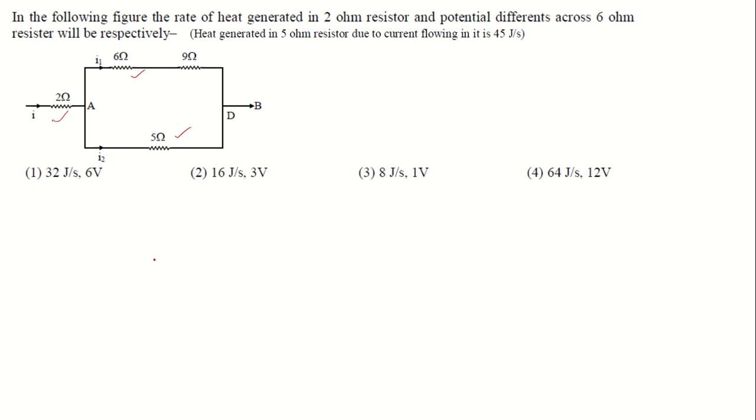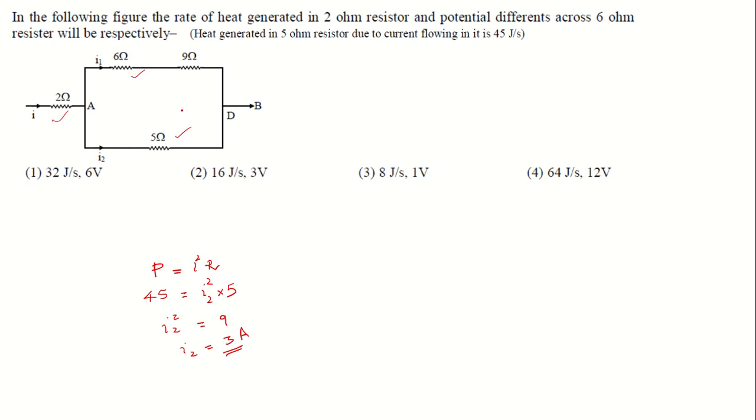So the power is given, and that power is equal to simply I square into the resistance. The power is 45. So that is equal to I2 square into the resistance, which is 5. So I2 square takes the value 45 by 5, it becomes 9. So I2, the current flowing through it, becomes root 9, that is 3 ampere. And that is a very important one. But our problem is, what is the potential across 6 ohm? What is the potential across this one?